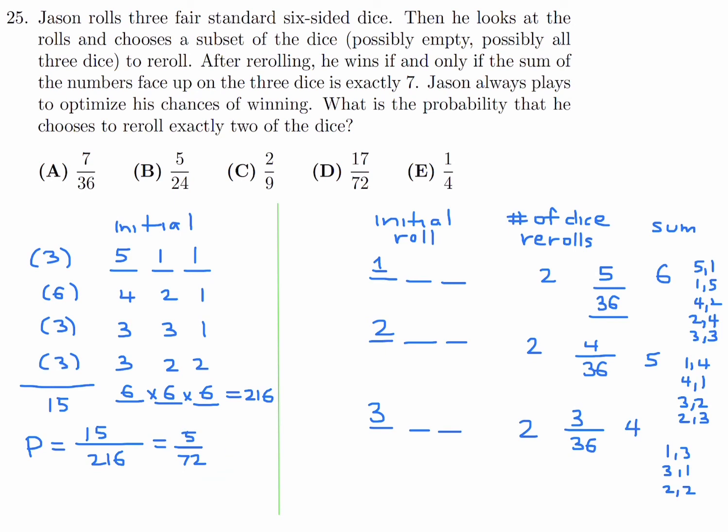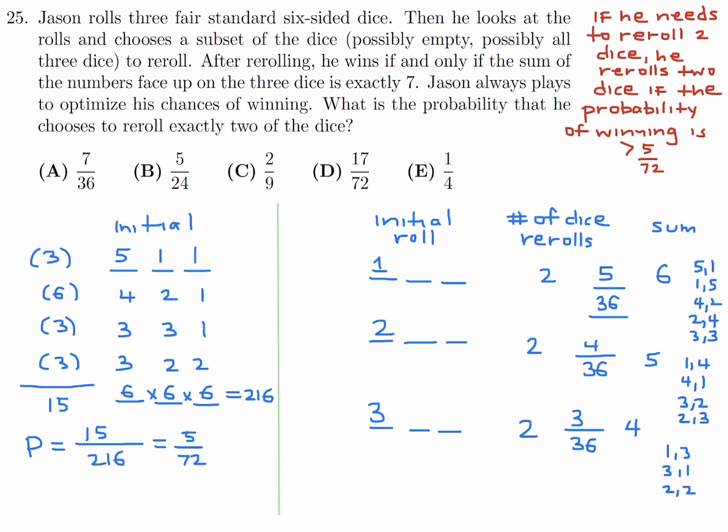So let me write that out. If he needs to re-roll 2 dice, this situation, to win, he re-rolls 2 dice if, and only if, the probability of winning is greater than 5 over 72. If it's not, then what he'll do is he'll just pick up the 3 dice and roll them again, because that gives him a better chance of winning.